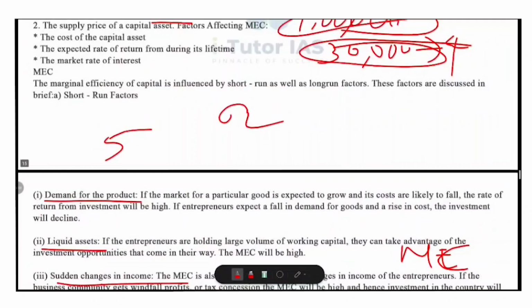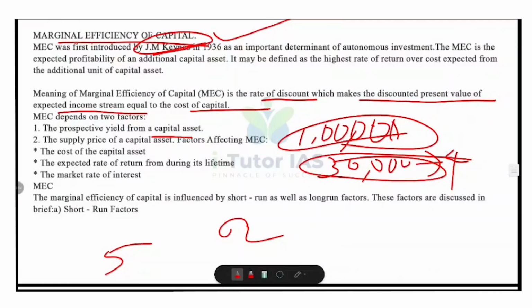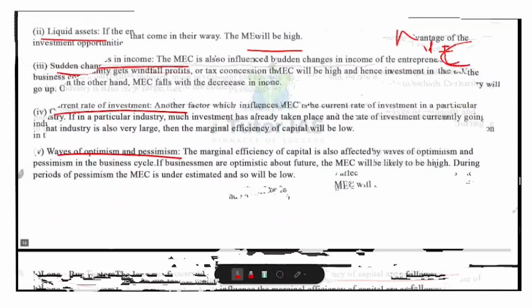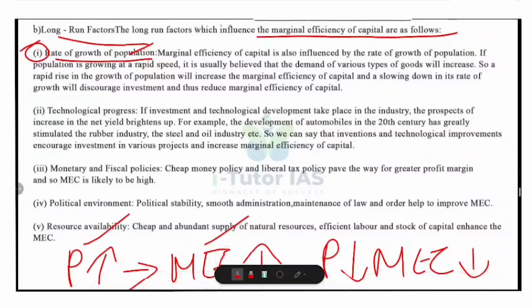Hope you know the meaning of the word MEC. As I had told you in the last class, what is MEC or marginal efficiency of capital? It is the rate of discount which makes the discounted present value of expected income stream equal to the cost of capital, or it is the highest rate of return over cost expected from the additional unit of capital asset. If you don't know the exact meaning of MEC, please refer to the last class. Okay, so we have covered the first long run factor that affects MEC, that is rate of growth of population.